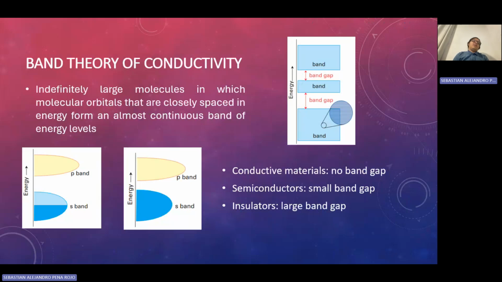We can observe here two diagrams. The first diagram is for a metal. We can see that the S band is half full, so there can be a free transit of electrons. Meanwhile, in the second graph, the first band, the S band, is completely full, and the P band is empty. However, they are separated, so the electrons cannot move between one another.